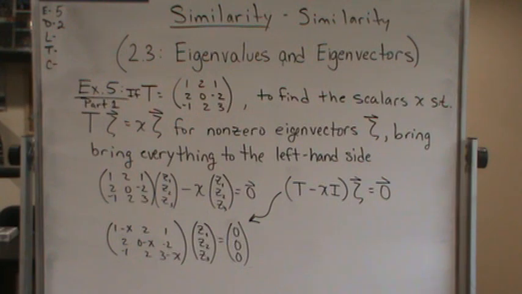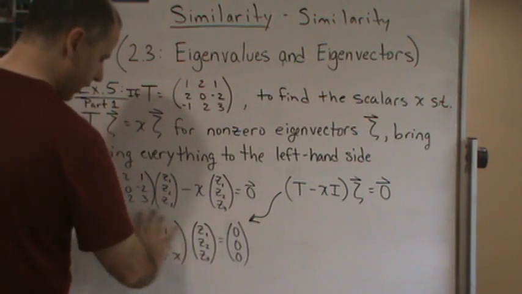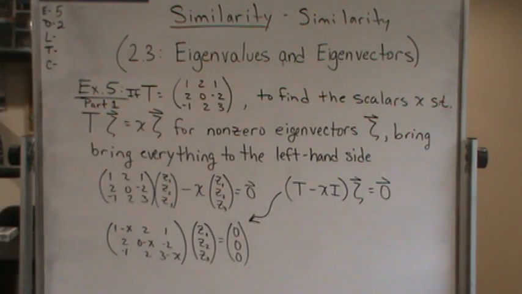By the way, this is a homogeneous system. So this linear system has a non-zero solution, which is the zeta vector here, if and only if the matrix is singular. Now here's the thing: we can determine when that happens by looking at the determinant.